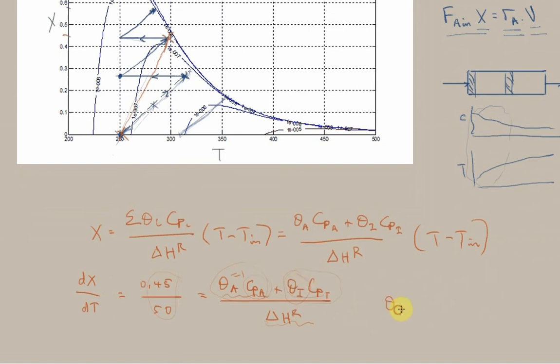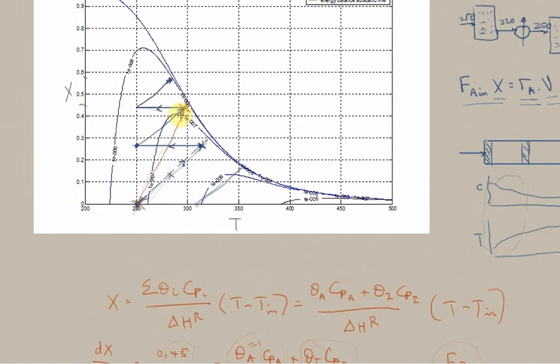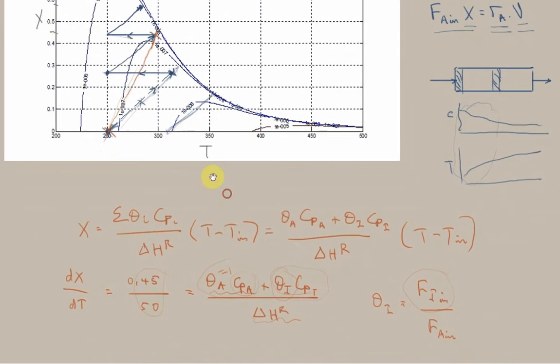Remember, theta I is simply the molar flow rate of I at the inlet divided by the molar flow rate of A at the inlet. So we solve this equation for theta I, and then we just multiply by F_A in, and that tells us what molar flow rate of inert to use to achieve the slope that we like. And you see here we are already saving one reactor by doing this. So there are significant savings to be had there.